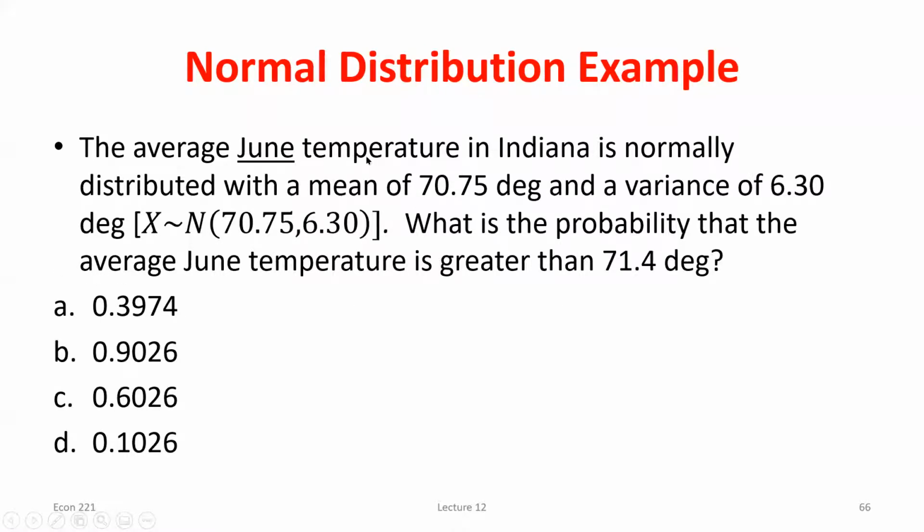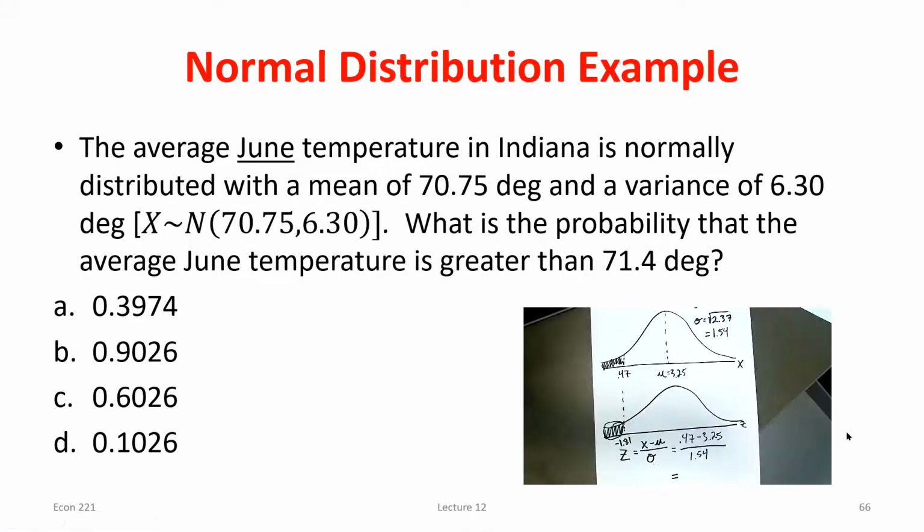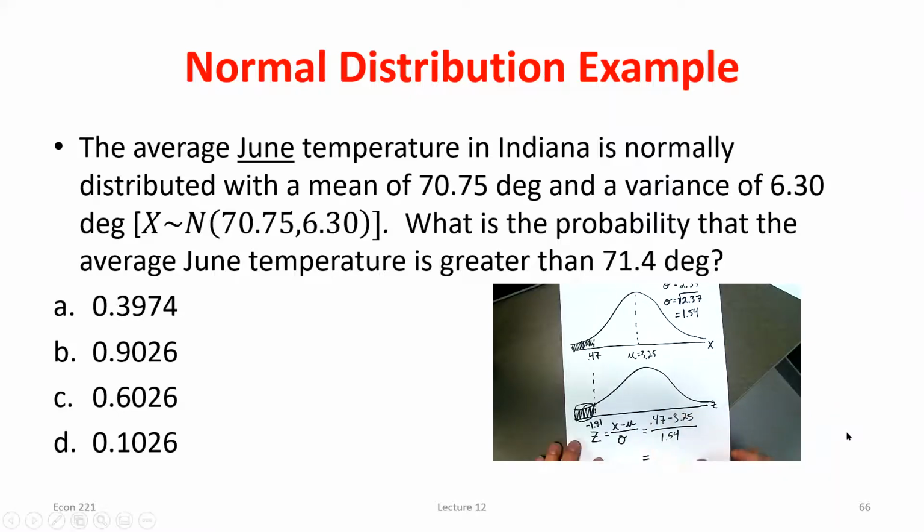So let's say the average June temperature in Indiana is normally distributed with a mean of 70.75, variance of 6.3. Guessing this is in Fahrenheit. So what's the probability that we see an average temperature be greater than 71.4? Once again, I'll try to keep this up on the screen here and start this problem out, and then we'll zoom in on it.